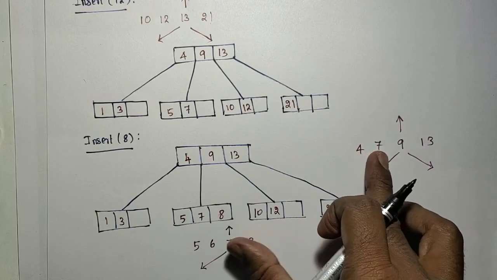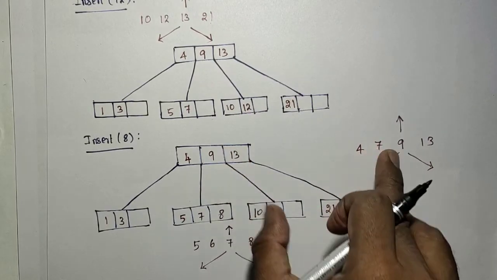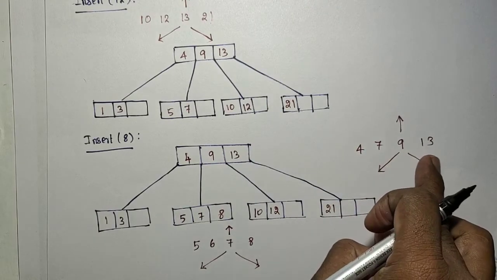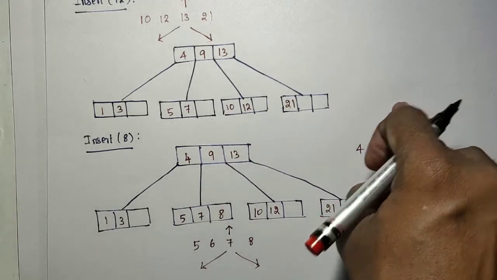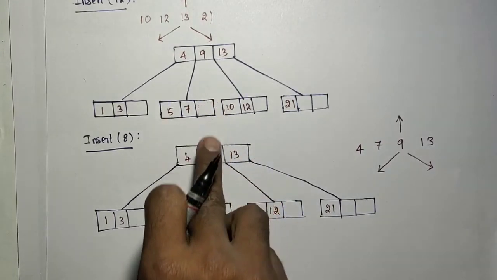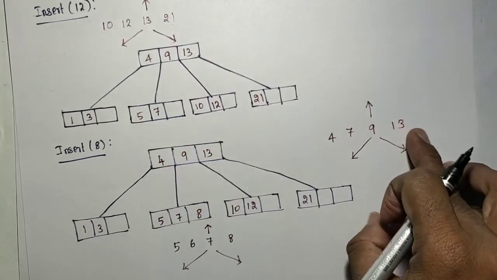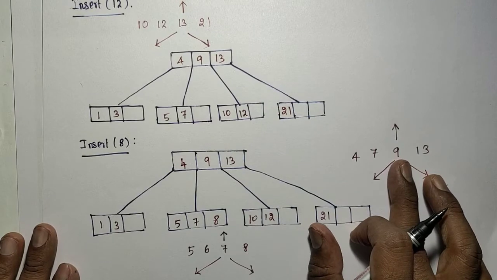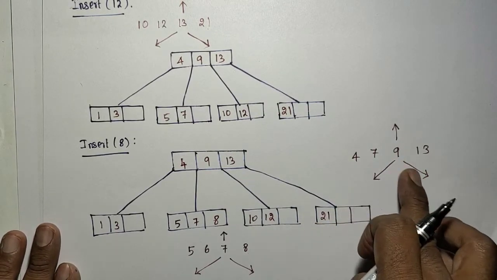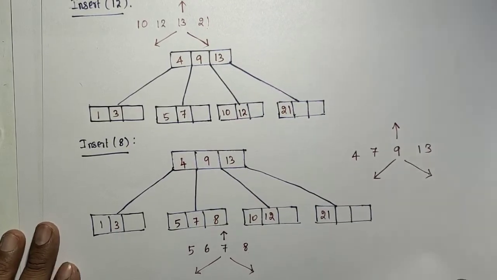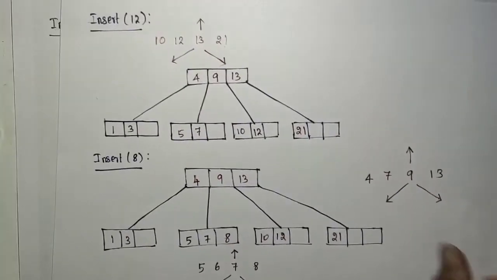4, and the new element is the 7, that is going to be inserted here. Okay, for 7 and 9 and 13, the middle element is 9. 9 is moved up. Moved up means there is no previous level. There is no previous level means that 9 alone will become the root. Okay, and left of the root is the 4, 7, and right of the root is the 13. Correct?